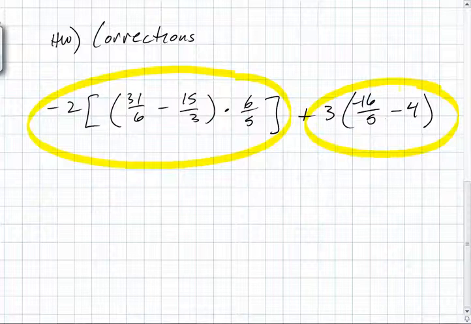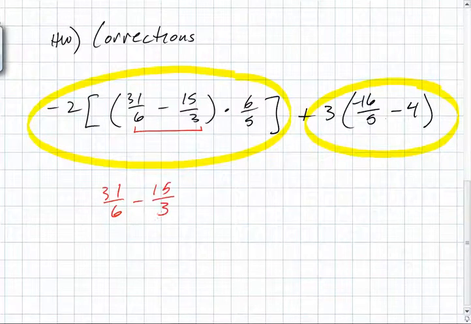So what's that first letter in the order of operations? PEMDAS, P. What's it stand for? So we need to do this one first. It's the innermost parentheses. So you have 31 over 6 minus 15 over 3. In order to subtract fractions, what do you need? Common denominator. What's the least common denominator going to be?